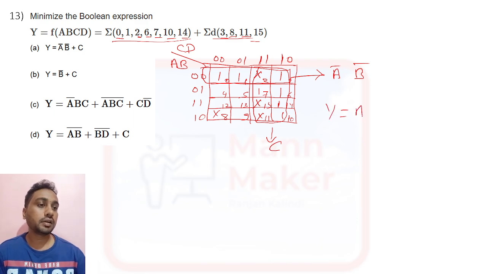So Y equal to what? A bar, B bar plus C. We can write the solution for this output. Output will be A bar, B bar plus C. Option A is the right answer.